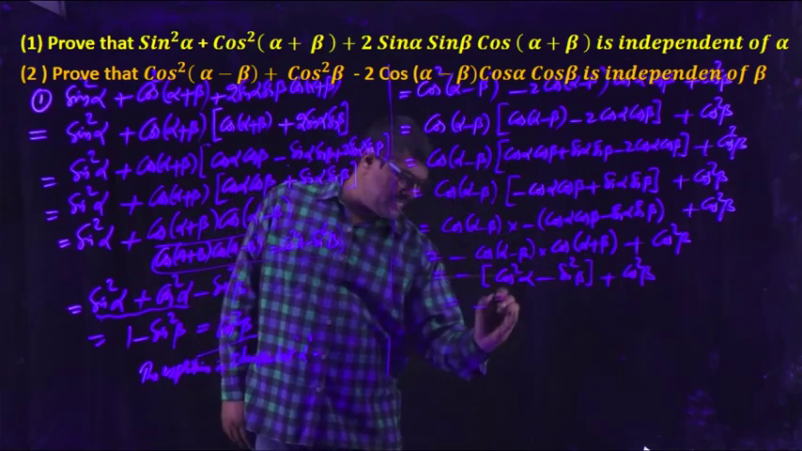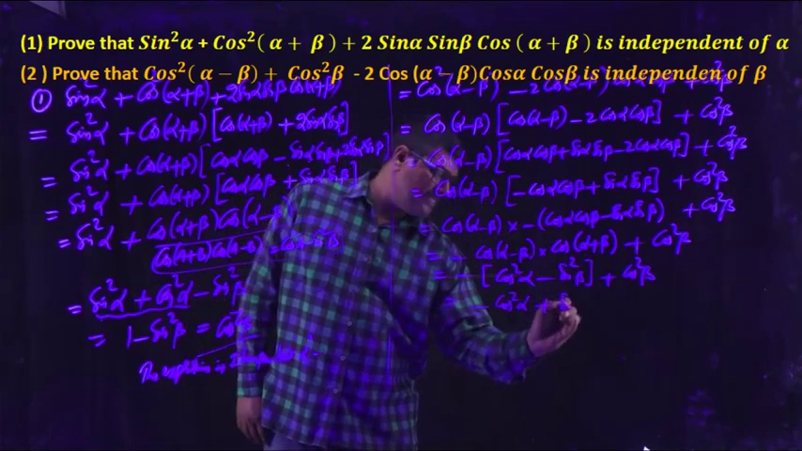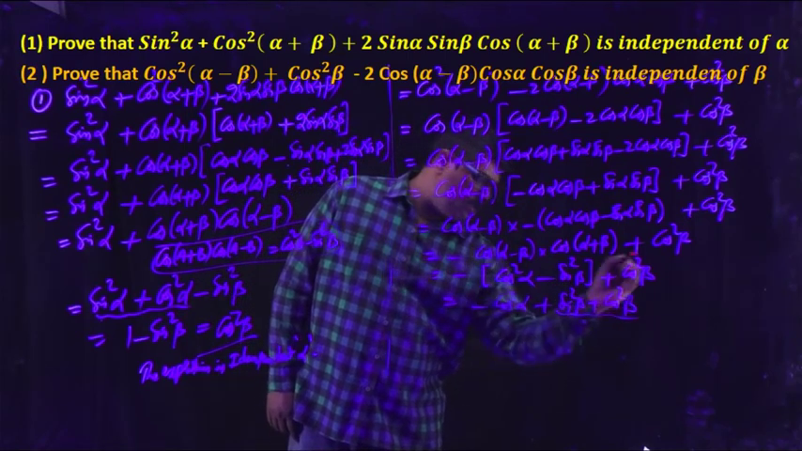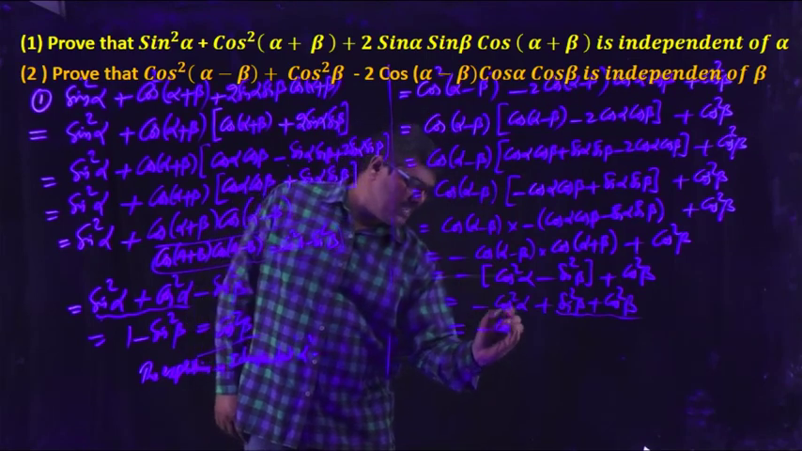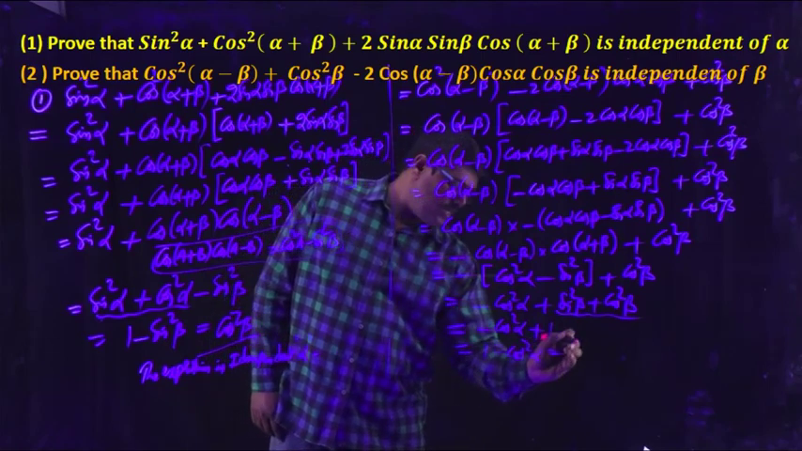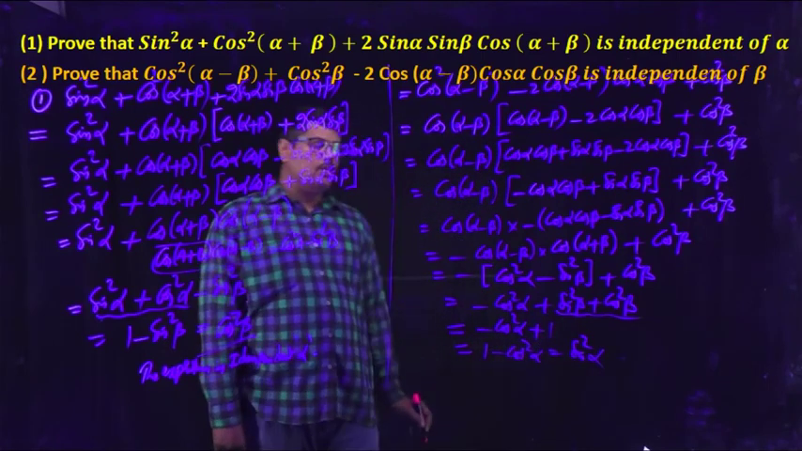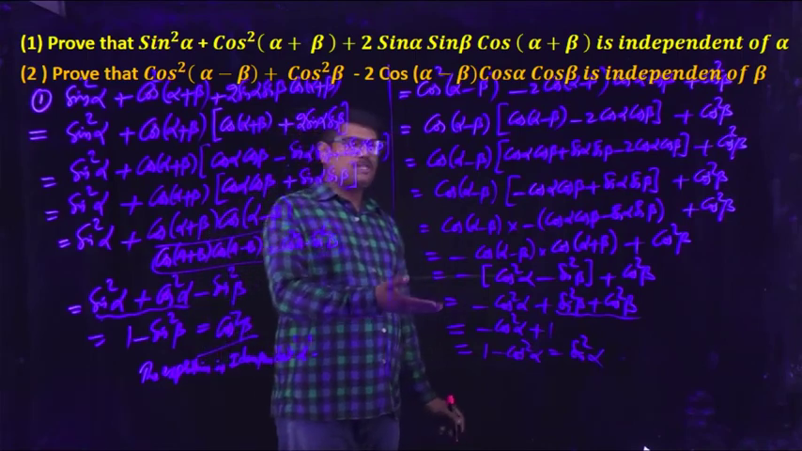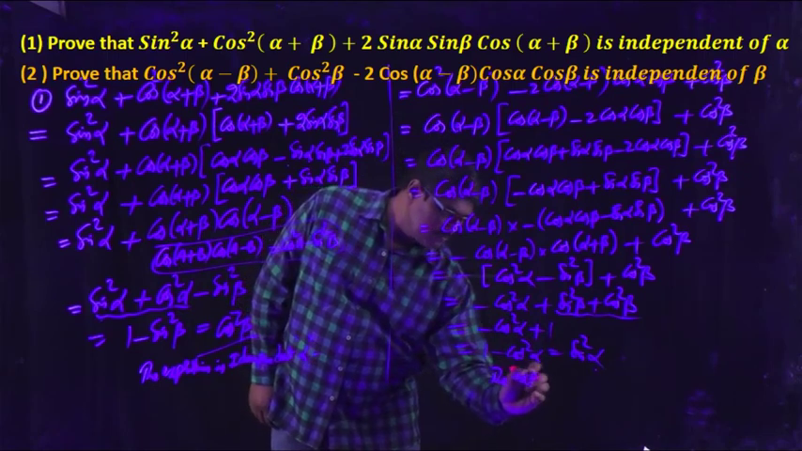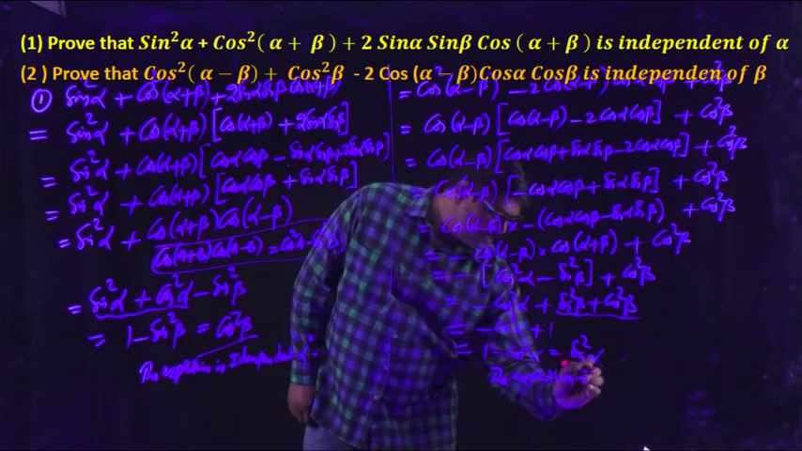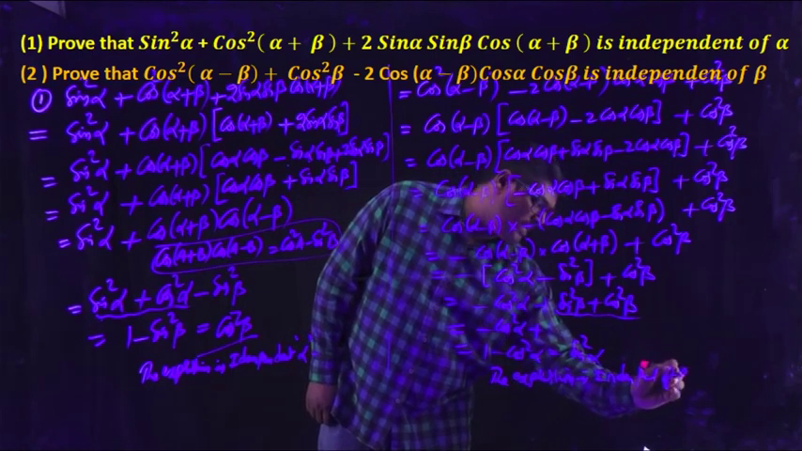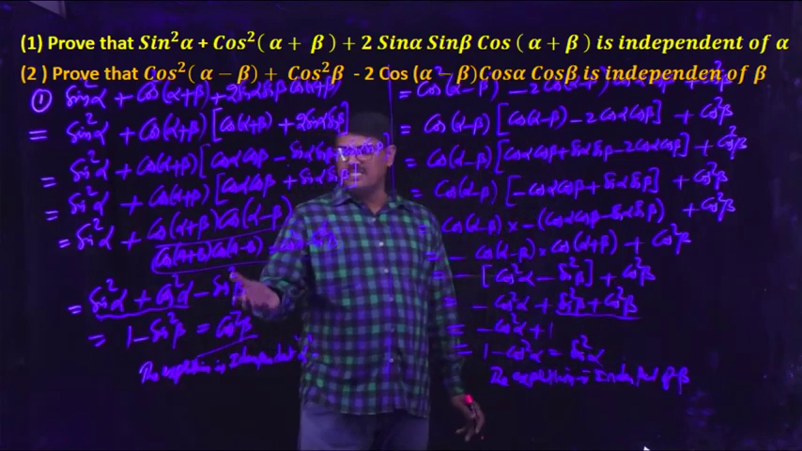Multiplying minus into the bracket, minus cos square alpha plus sin square beta plus cos square beta. Again sin square beta plus cos square beta is 1, so minus cos square alpha plus 1, which is 1 minus cos square alpha, and write that one as sin square alpha. And you can observe in the result of the expression there is no beta. That's why the expression is independent of beta here.